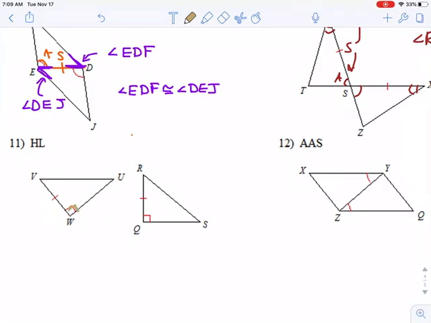HL. All right, we got the right angle, we got the leg, we got the right angle, we got the leg. Remember, leg touches the right angle, that's how I know. So hypotenuse is opposite of it, so VU is going to be congruent to RS.